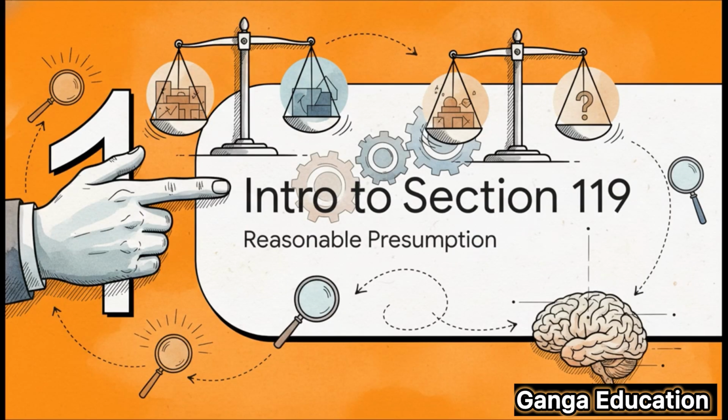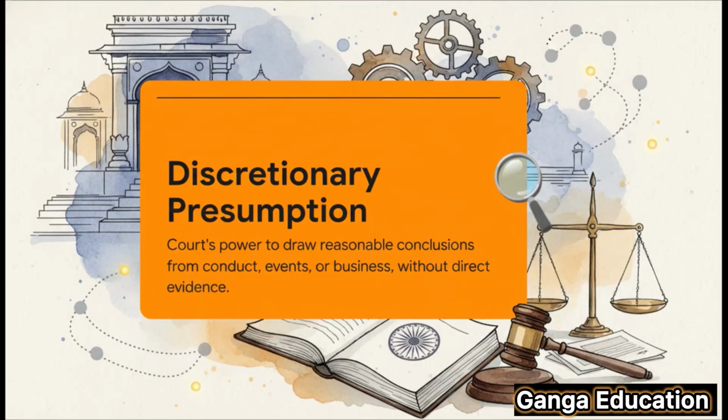The core idea of Section 119 is what we call the power of reasonable presumption. But what does that even mean in simple terms? So what exactly is this power? It's called a discretionary presumption. The easiest way to think about it is, well, it's like the court's power to use common sense. It allows a judge to look at the facts they do have, think about how the world usually works, and then connect the dots to reach a logical conclusion. And the amazing part? They can do this even when there's no direct smoking gun evidence.